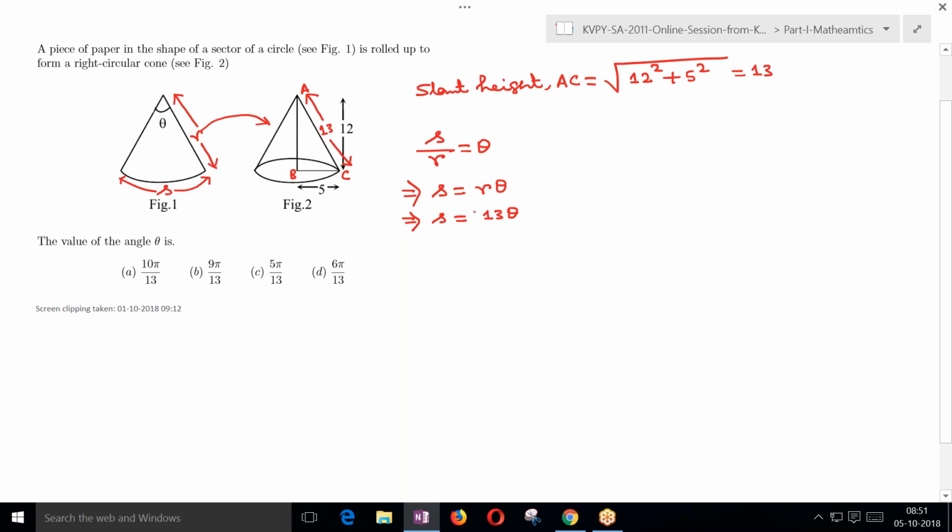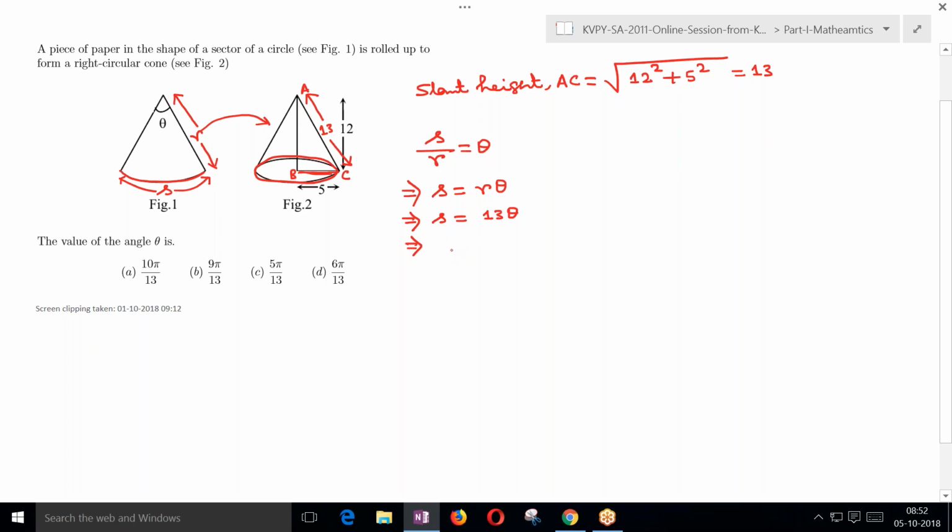Correct? I hope all of you understood. Now how to find the S? If you look at it very carefully, whatever you see as S here, once it is folded and becomes a right circular cone, it becomes the same as this. That means this S becomes the circumference of a circle of radius 5 units. So S is nothing but the circumference of the circle with radius 5 units.